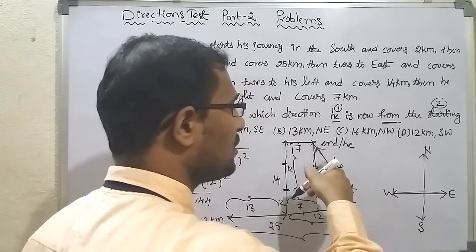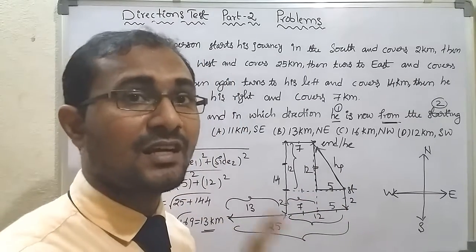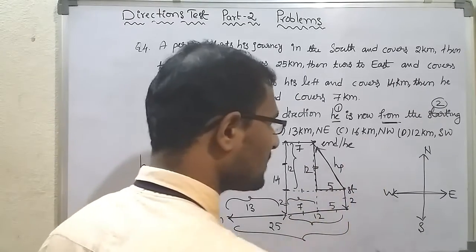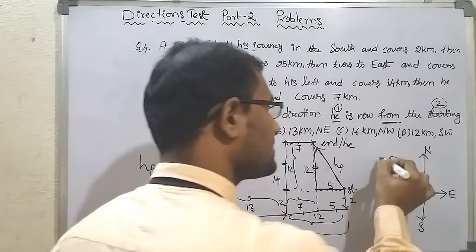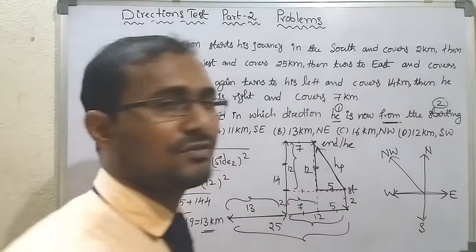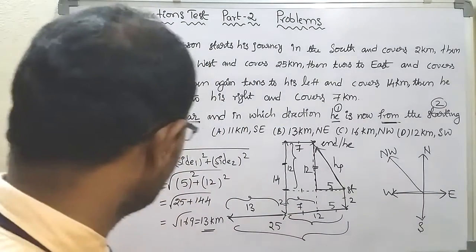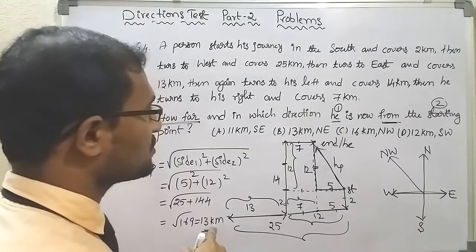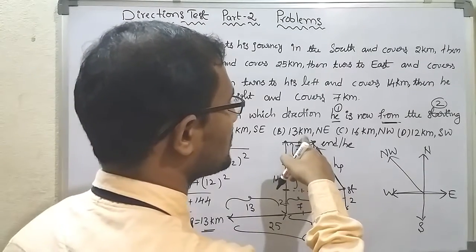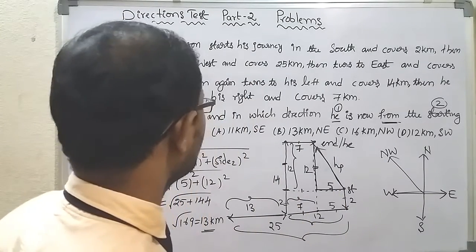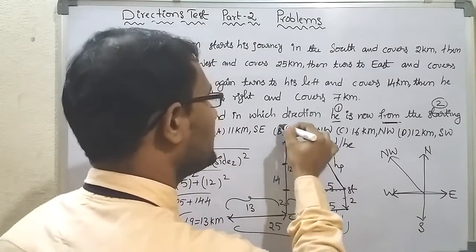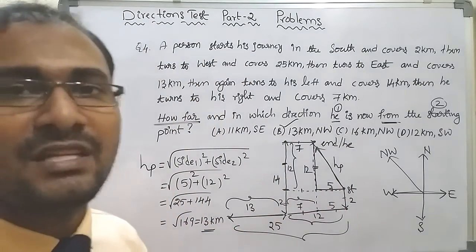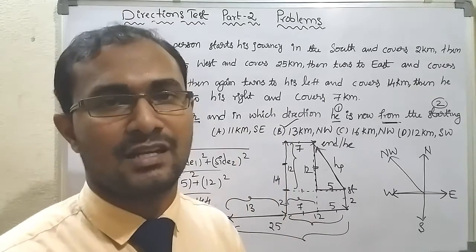If you draw a straight line, what is this line indicating according to the standard direction? This line is just like this now. What is this line indicating? Northwest. It means 13 kilometers towards northwest. So 13 kilometers towards northwest. Maybe I have given the options wrongly. So 13 kilometers towards northwest. It means option B is the correct answer.